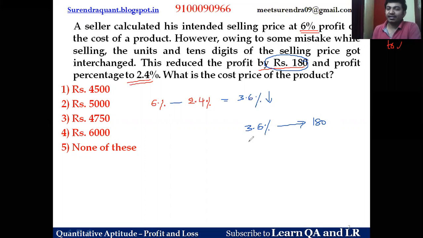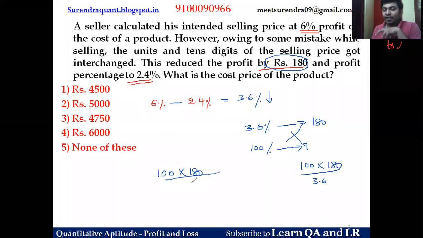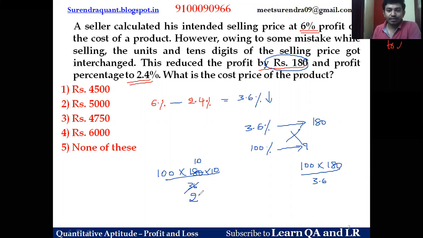So we generally take 100%, right? So 100% is what? Simple cross multiplication. So 100 into 180 by 3.6. Can I say 3.6 as 36 by 10? Okay, let us write this. This is 100 into 180 by 36 by 10. The 10 goes to the numerator. So 18 tens are 180, 18 twos are 36. So 2 goes 5 times. 5 into 10 is 50. 50 into 100. So 5,000 rupees is the cost of the product, and that's option 2.